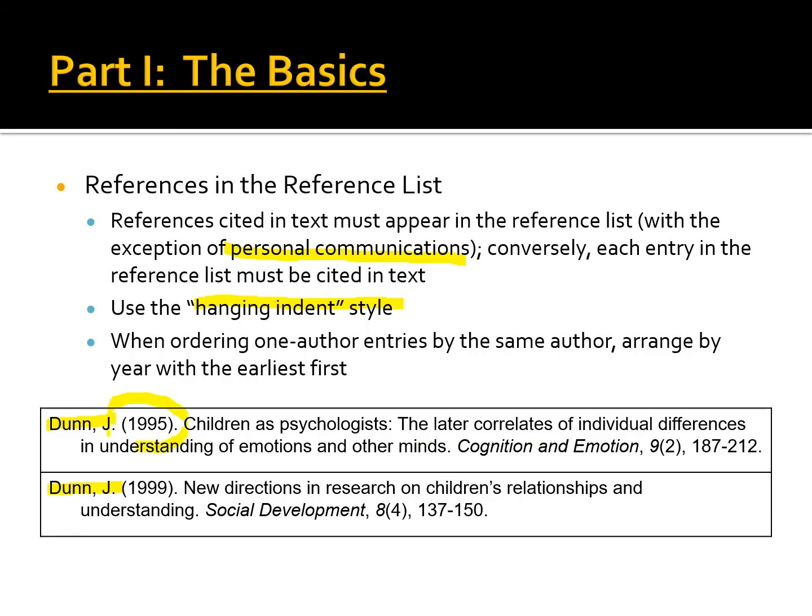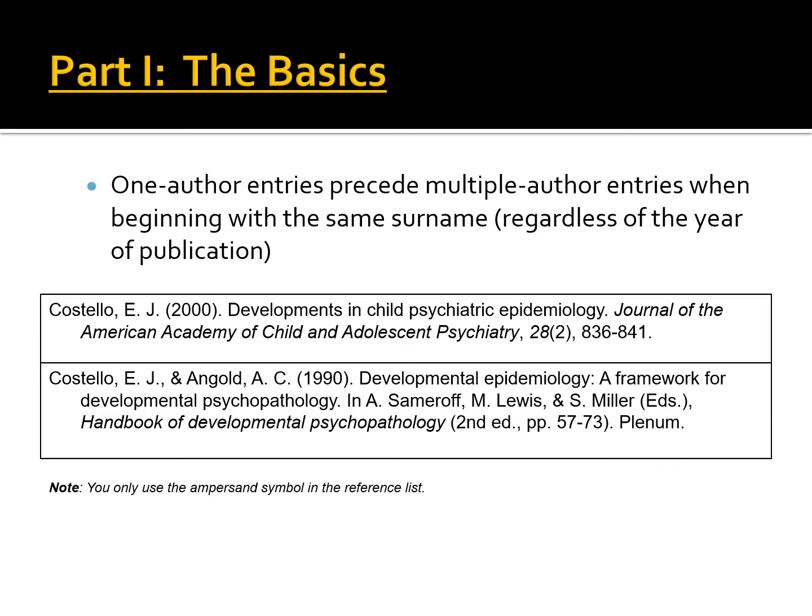So for instance, we have two entries here by Dunn, J. She did a study in 1995 and another study in 1999. If you're wondering how do I know which one goes first, it goes by year of the publication. So 1995 comes before 1999, and so Dunn, comma, J, 1995 would come before that same author from 1999.